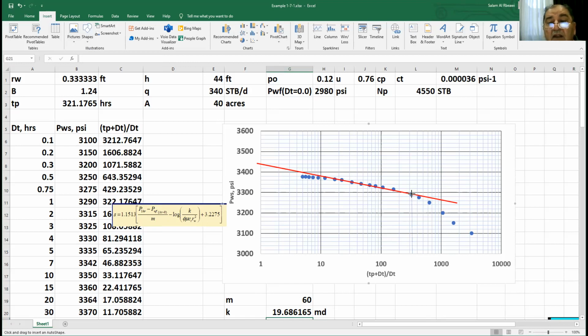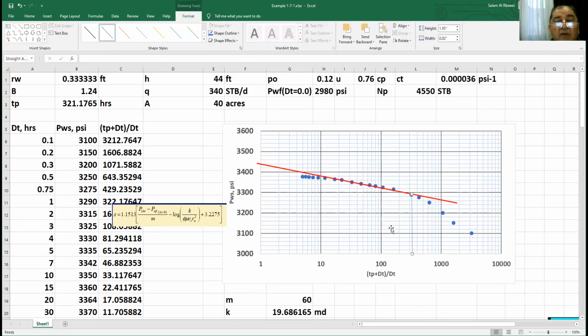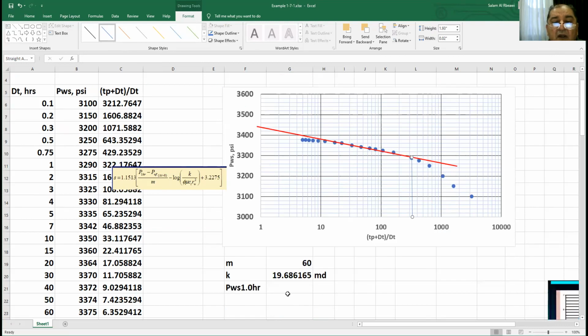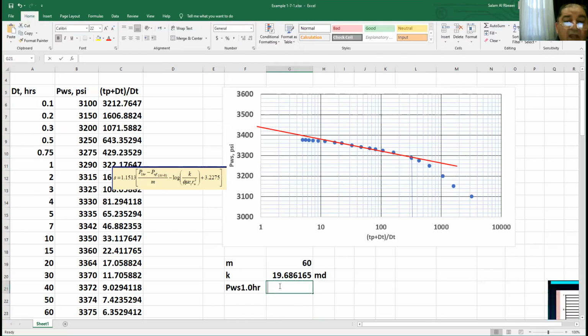And we are going to read the pressure. So the pressure is close to what? 3,000. So 3,000. This would be 3,290. This is PSI. So we're going to put it here and we are going to calculate.